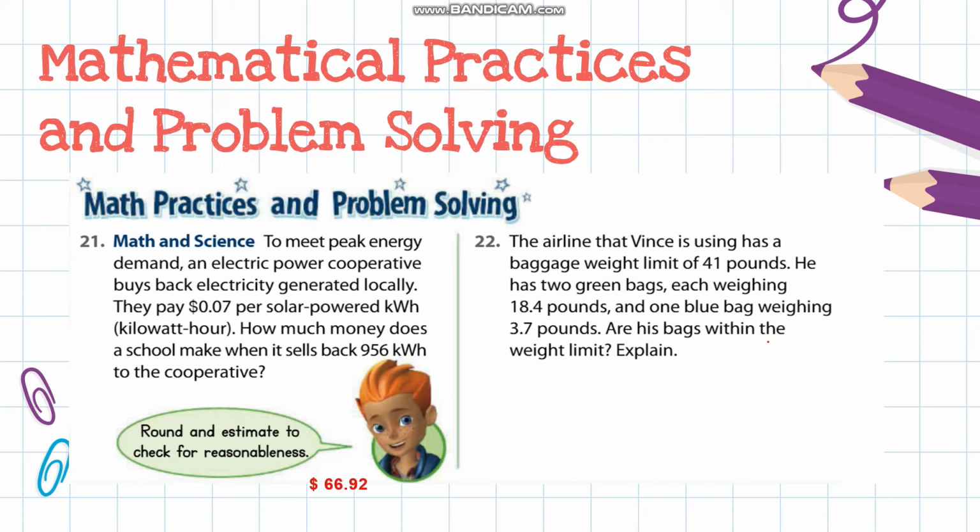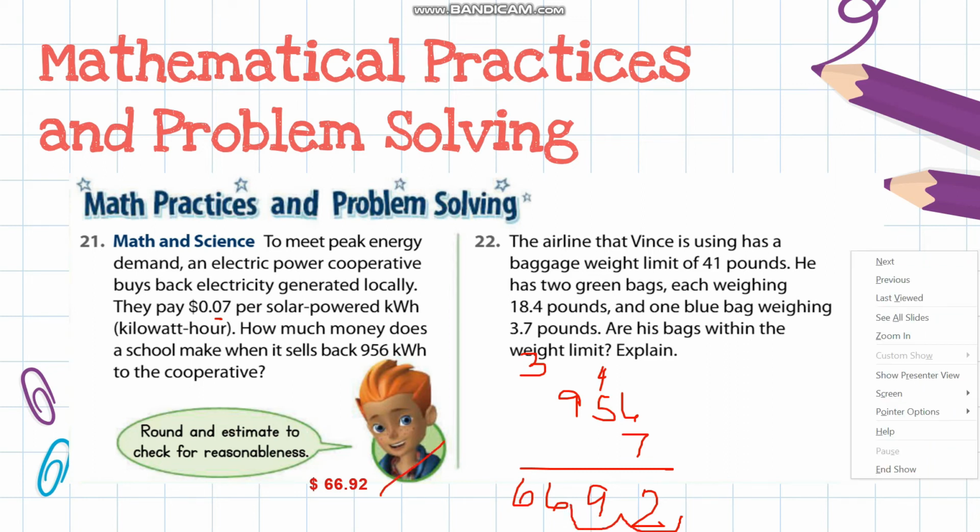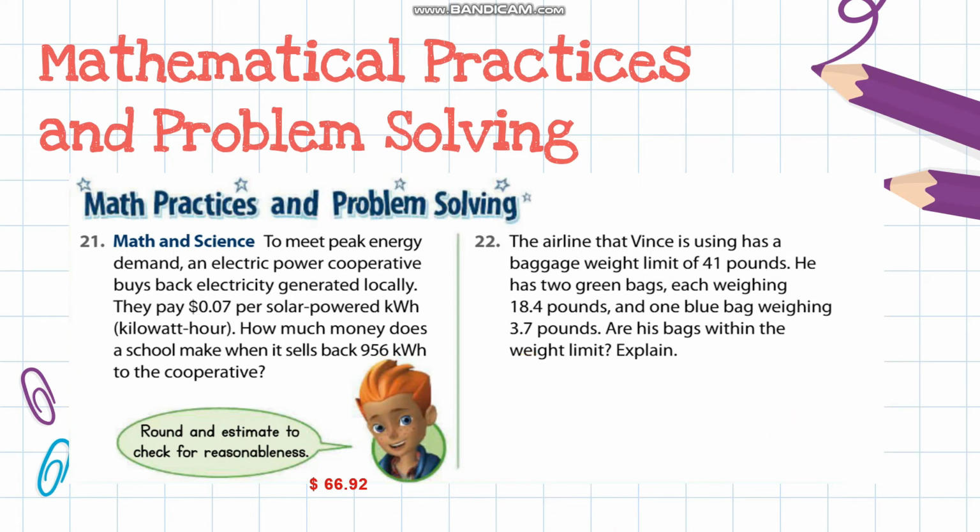So I'll just simply multiply 956 multiplied by 7. 7 multiplied by 6 is 42, so regroup 4. 7 multiplied by 5 is 35, plus 4 is 39, regroup 3. 9 times 7 is 63, plus 3 is 66. Then I have two decimal places for 7 hundredths. So move two decimal places going to the left. So the answer is 66.92.